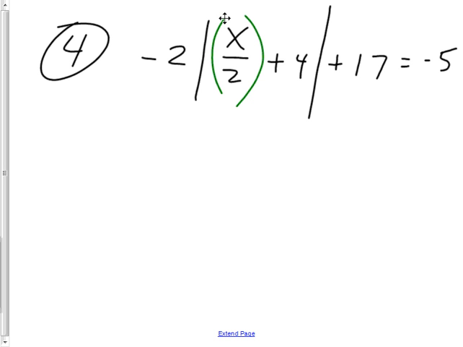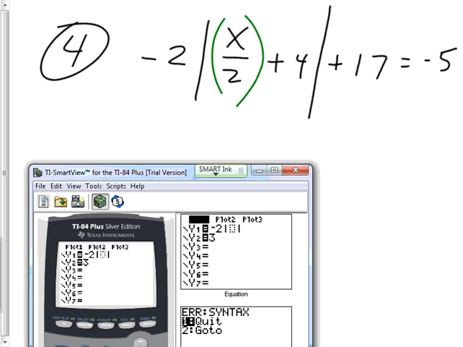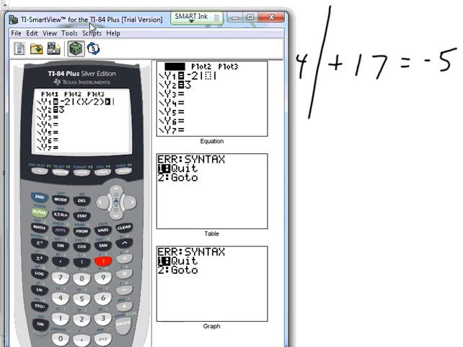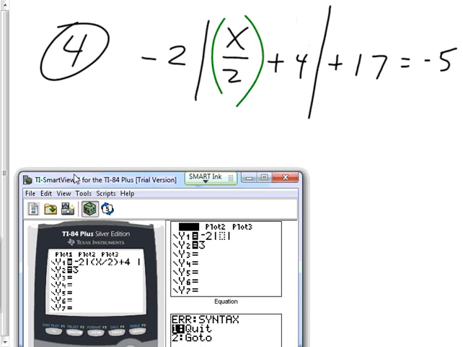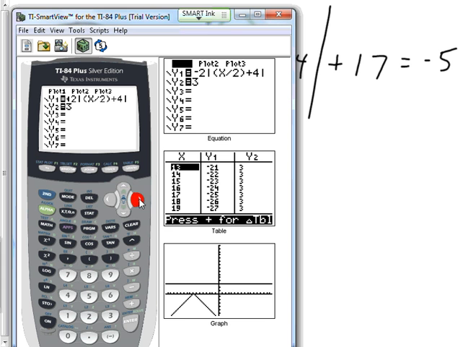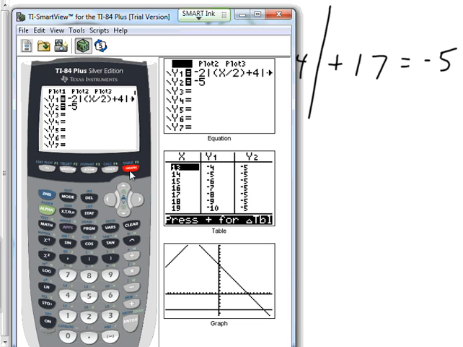I just need my parentheses around the x over 2. So I'm going to go parentheses x divide by 2 and parentheses. And then I go plus 4. And then I go plus 17 outside the parentheses. And I'm done with that equation. And the other equation is negative 5. Negative 5. Enter. And then I hit graph.